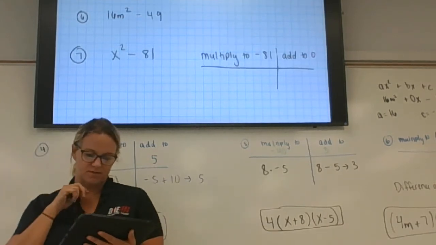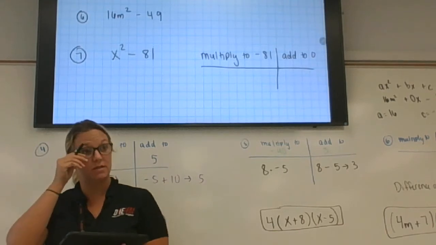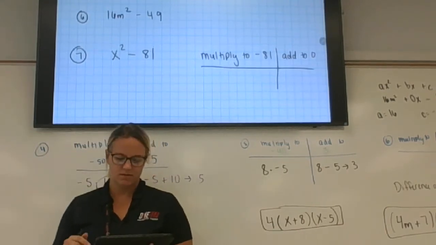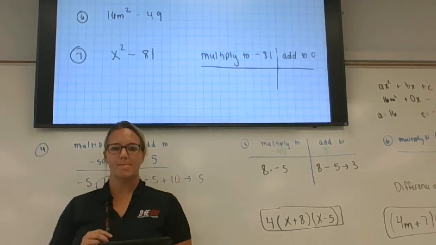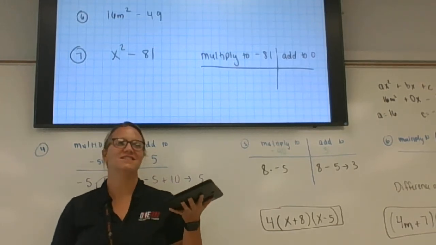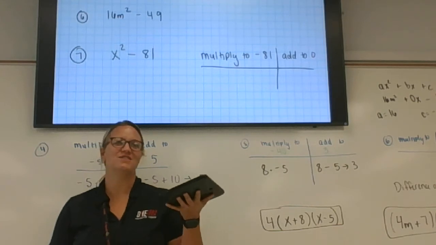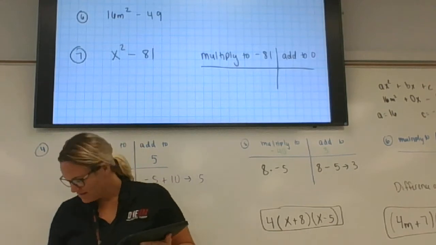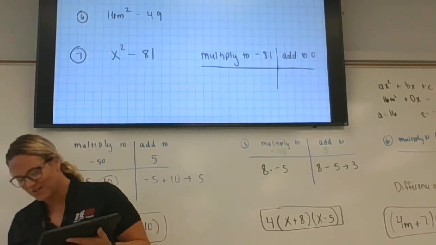Matt, what's this one? How do you multiply to 81 and add to 0? This guy's got answers for days. How did I just stump it? It's the square root of 81, Matt. No, 9.